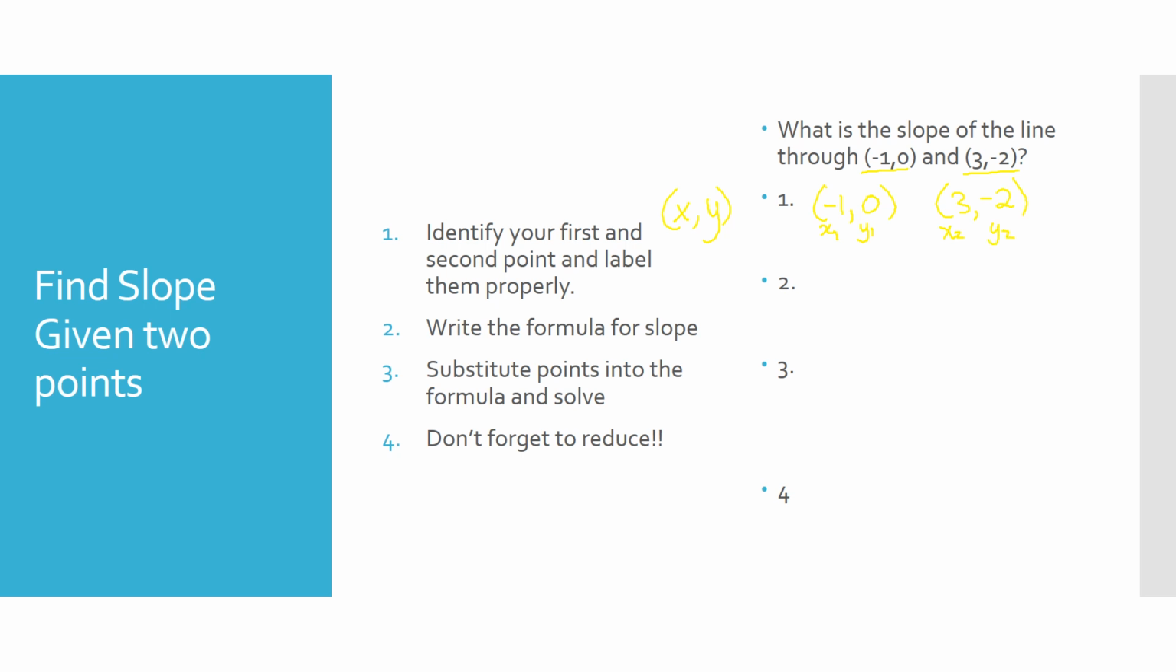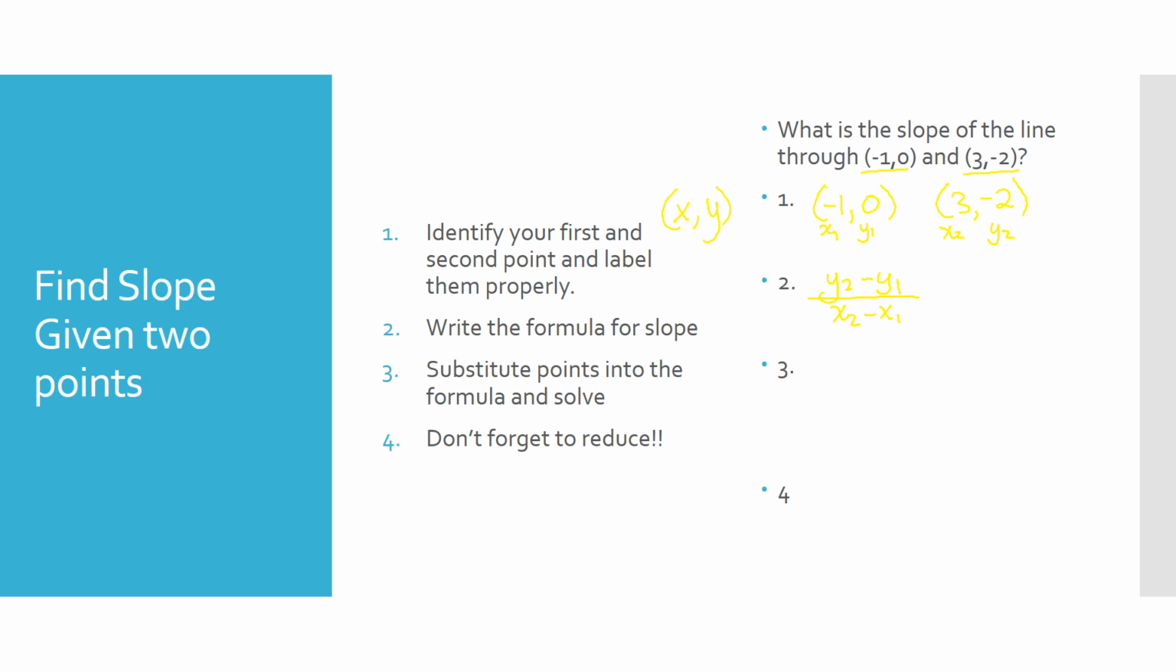It does not matter which one you label as your first point and your second point, as long as both parts match. You can't have x1 and y2 or y1 and x2. They both need to match for that point. So then it says write the formula. We write the formula so we can remember it. The formula is y2 minus y1 all over x2 minus x1.